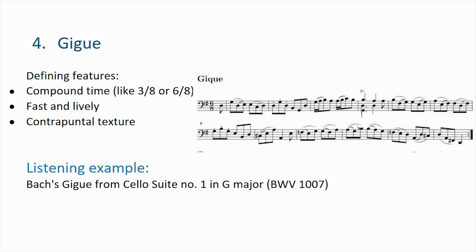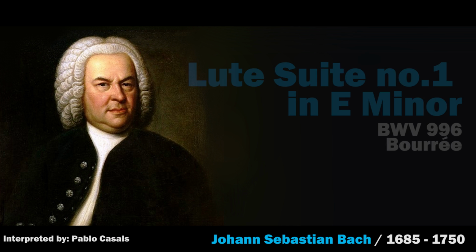It's fast and lively, usually really fun. Oftentimes it has a contrapuntal texture, which just means that it's got more than one melody playing at the same time, which is a very common Baroque thing to do. So let's take a quick listen to Bach's gigue from his cello suite number 1 in G major.